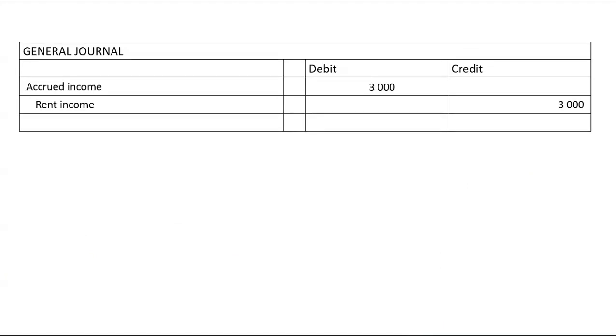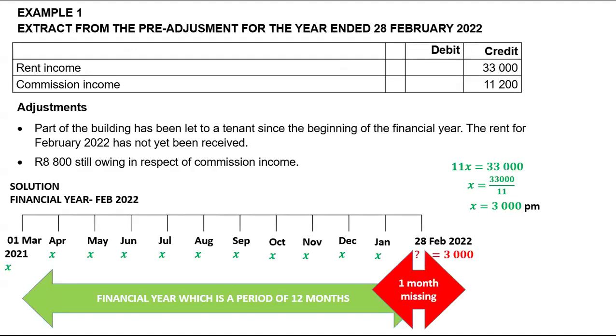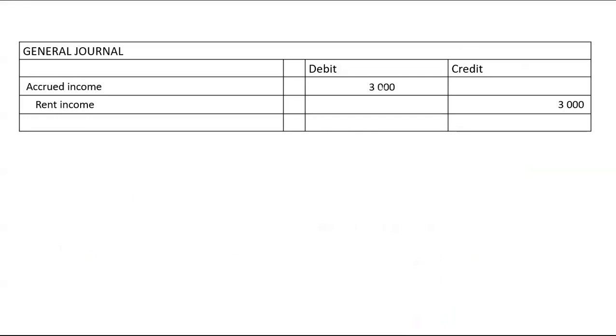Let us move to the next one, which talks about commission. Commission received is 11,200. We are still owed 8,800 for commission. That 8,800 is accrued income. We have earned it, but we have not yet received it. Therefore, because it's accrued income, we will debit accrued income and we will credit commission income.